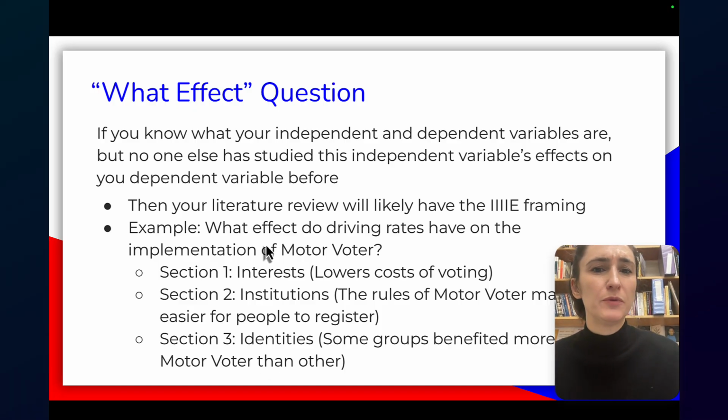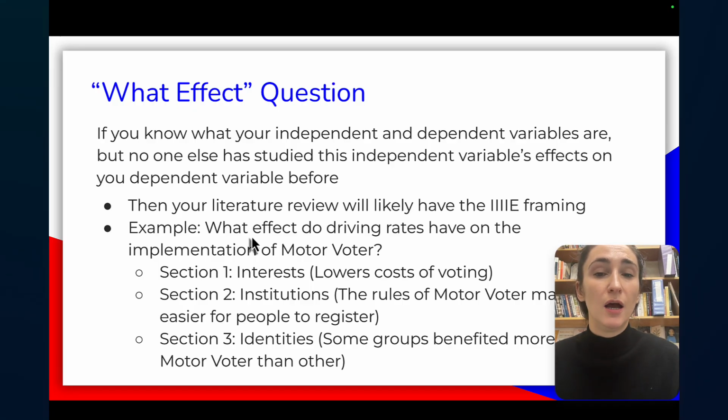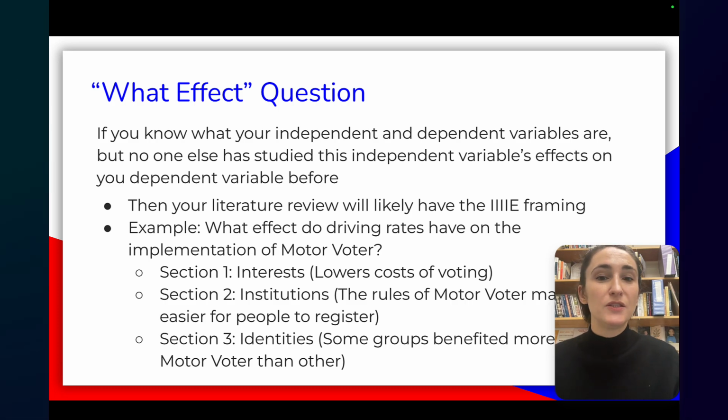So an example here is what effect do driving rates have on the implementation of motor voter. So motor voter, if you're at all familiar, is a law passed by the federal government in the 1990s that allowed individuals to register to vote when they got their driver's license, motor voter. Okay, and so it is largely thought that it improved voter registration in the short and long term.